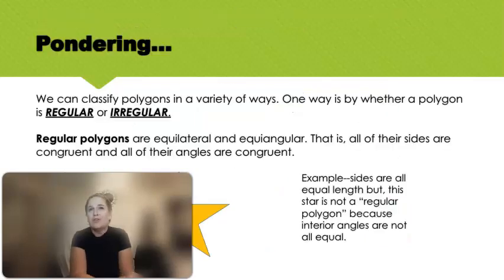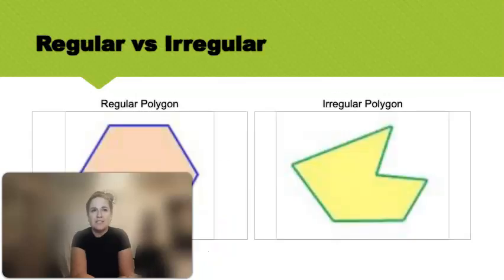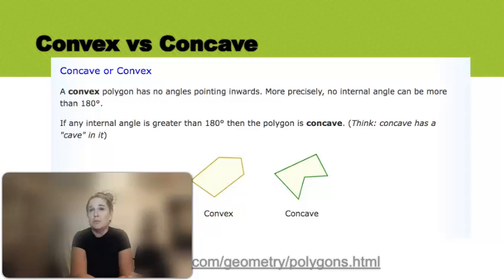Then we're going to focus on the two vocabulary words regular and irregular and what the differences are. And then you're going to categorize some shapes. And then we're going to jump into convex versus concave and categorize some shapes as well. So that's really important. And we'll get through a couple assignments on this day. So I hope you're able to attend class.